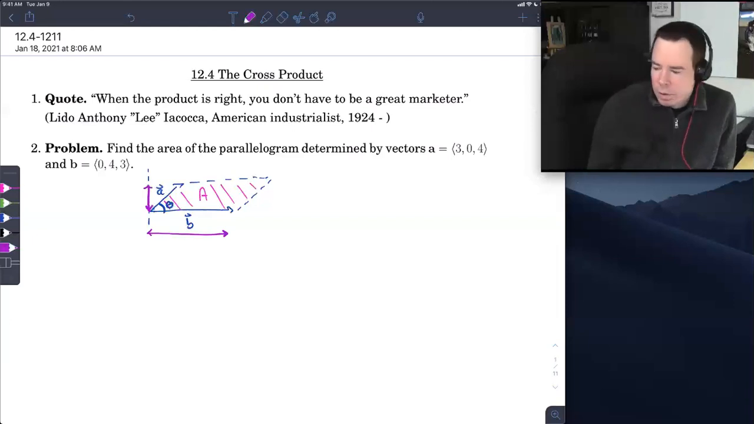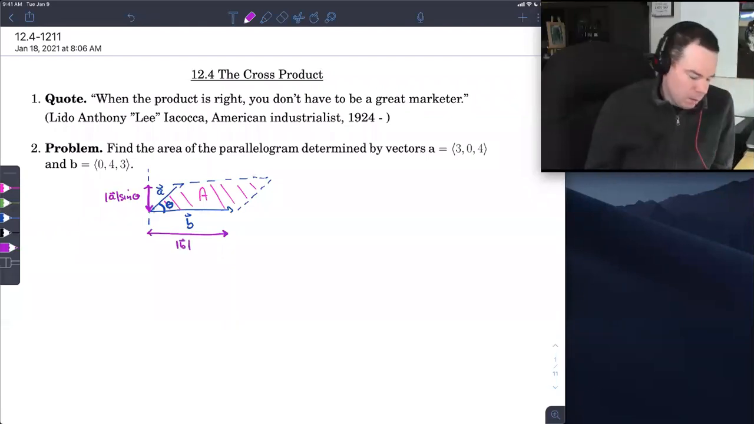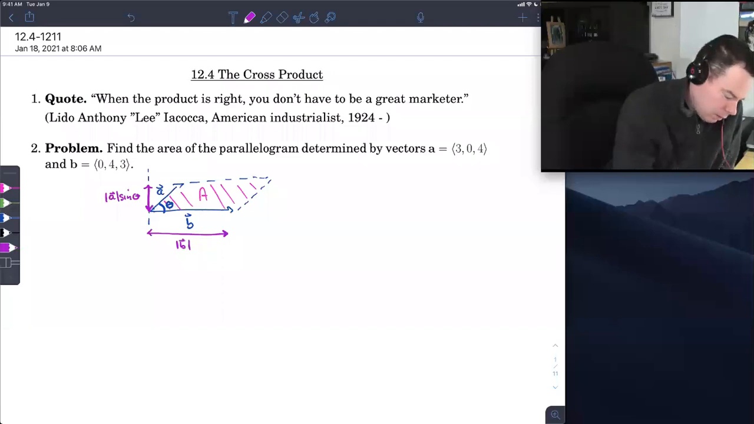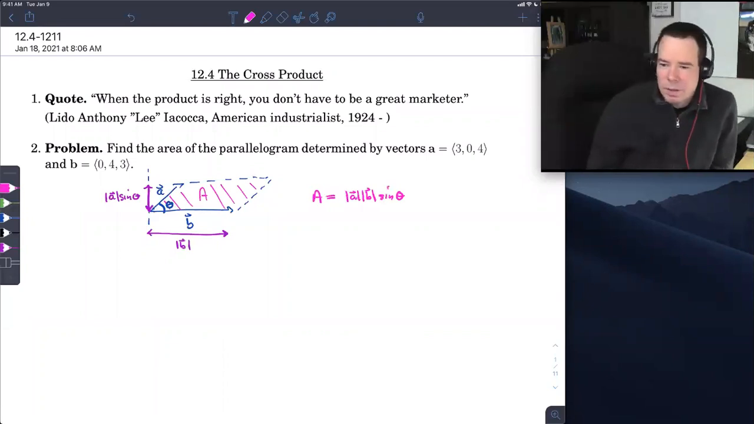Because the area of this parallelogram is just equal to the area of the corresponding rectangle I get by sort of shifting everything over, shifting all the layers over. And in this case, the height is going to be the magnitude of A sine theta. The width is the magnitude of B. So in that case, the area is equal to the magnitude of A times the magnitude of B times the sine of the angle between them. And so that's how we can compute the area.